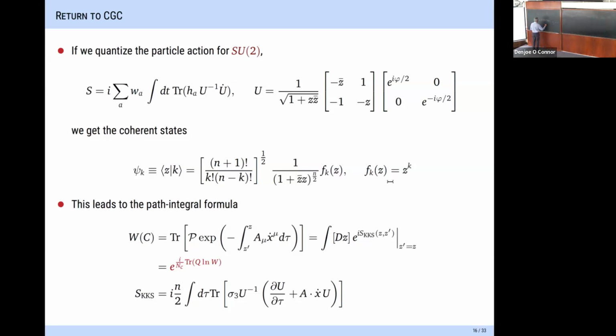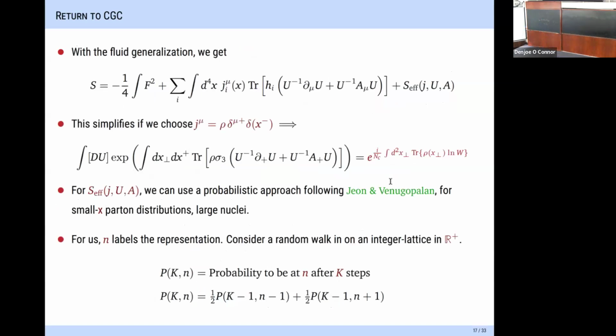Sorry, this is particular to SU2. It can be done for anything. You can generalize to any group. Yeah, I was thinking SU1, but okay, so we can do that.